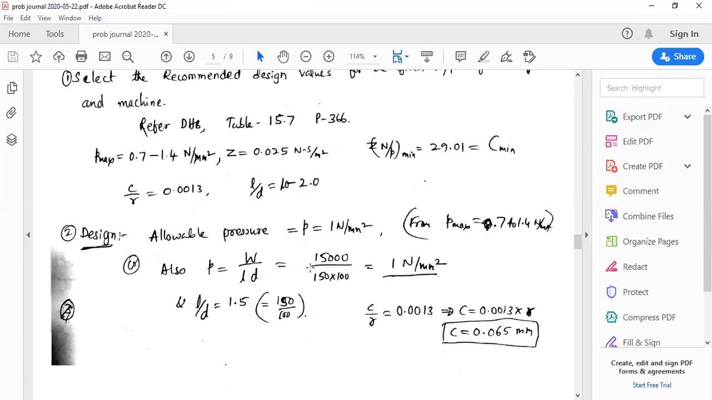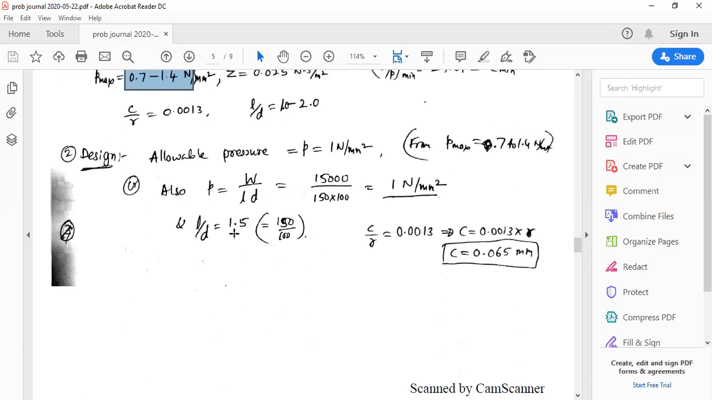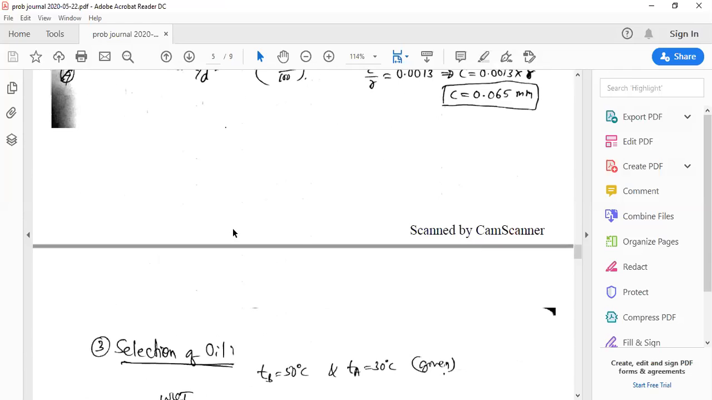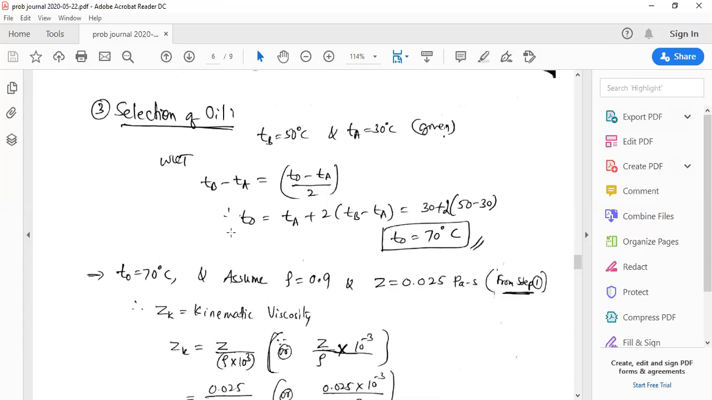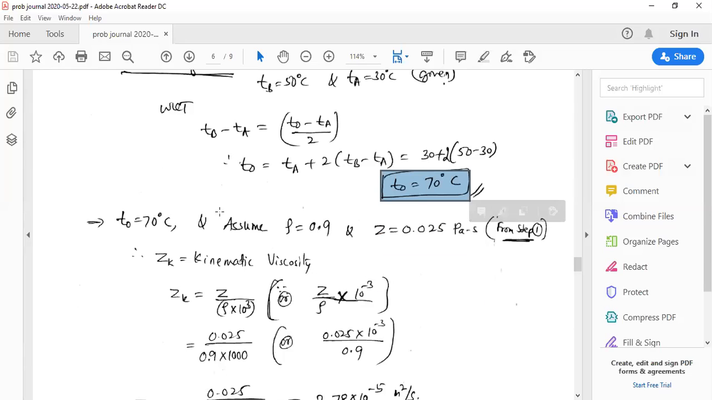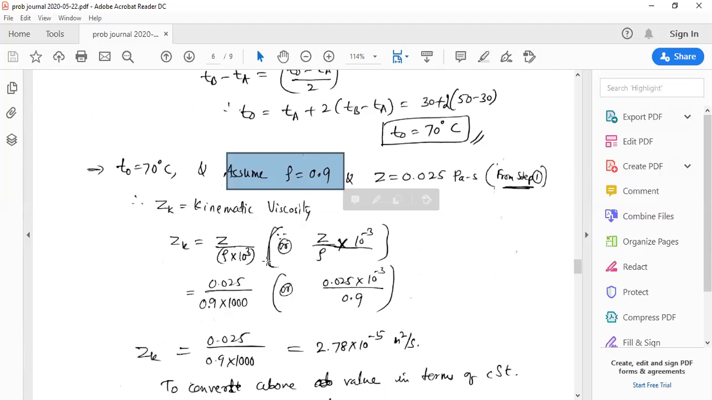By using that pressure value with the L by D ratio, we can get the value of L and D, or with the known values of L and D, we can get the value of pressure, and we have to check whether that pressure lies in between this range or not. So that is the second step. Third step, to select the oil. No doubt we know the absolute viscosity. The operating temperature is also known, and we have to assume specific gravity as 0.9, standard.